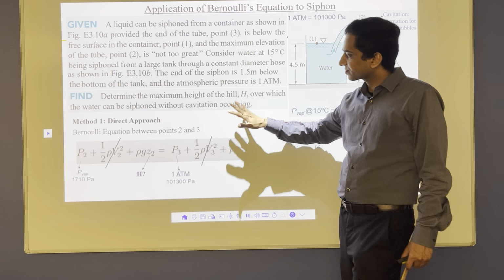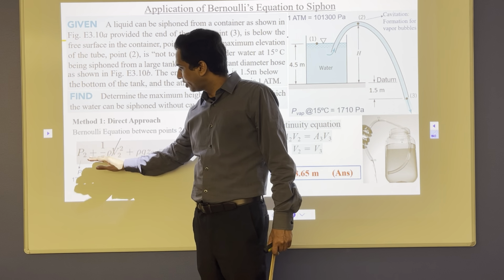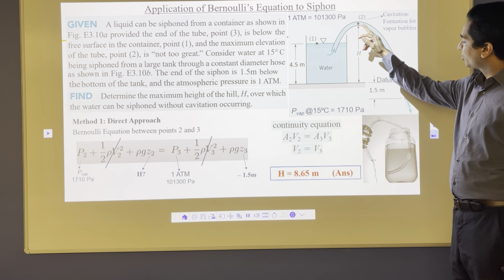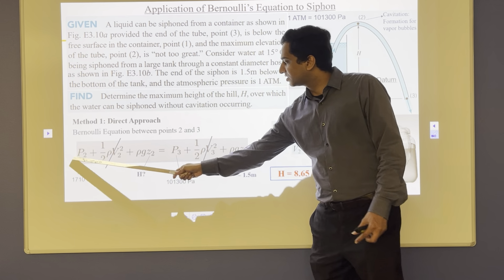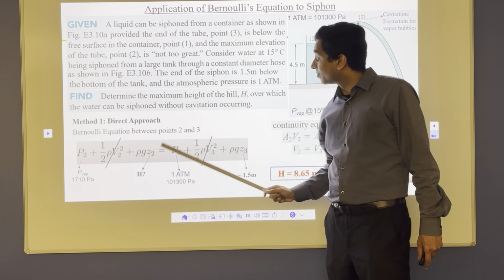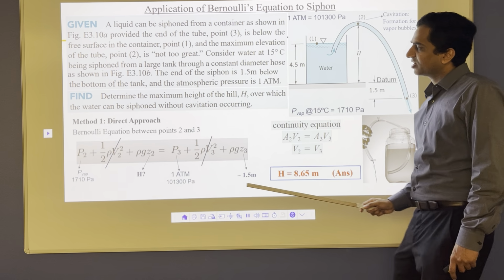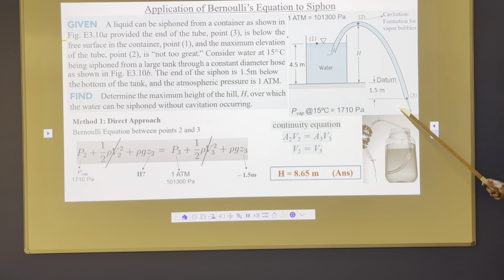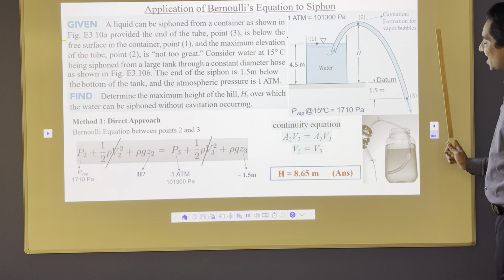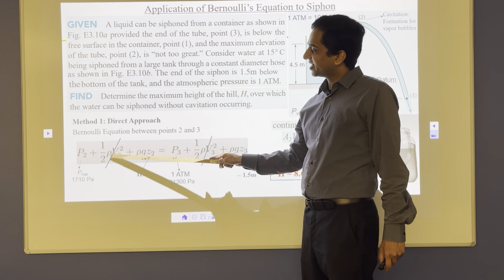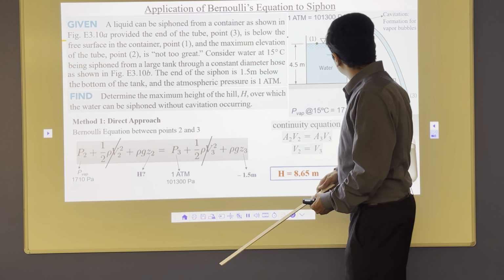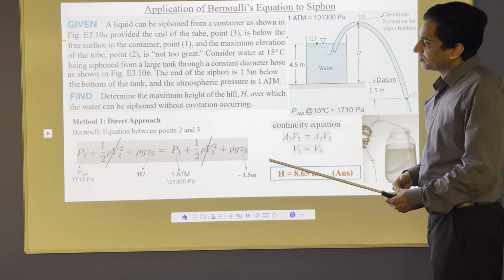Here we are going to apply Bernoulli's equation from point 2 to point 3. Start here at point 2 and point 3, and apply the equation like this. The pressure at point 2 is the pressure condition, 1710 Pascal, so I'm going to put that 1710 Pascal here. The velocities at point 2 and point 3 are exactly the same, because the tube has the same area of cross section. So I'm going to cancel V2 and V3. Then height Z2 I have to calculate. This is my Z2 from the datum that I want to know.